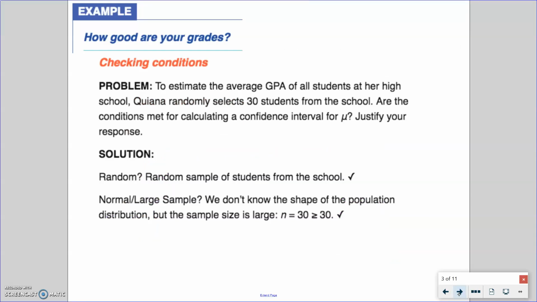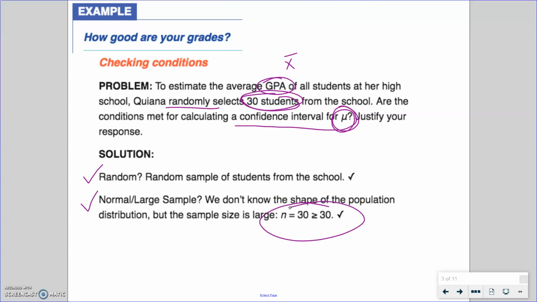All right, so for example, here's a problem. To estimate the average GPA of all students at her high school, Kiana randomly selected 30 students from the school. Are the conditions met for calculating a confidence interval? So remember, she's picking 30 students. She's going to find their average GPA, which is going to be like x bar, and she's going to use that to make a confidence interval for the actual true mean of the GPAs of everyone at her school. So you ask yourself, is it random? Yes, it actually says she randomly selected, so we're good. And is the other condition met? Yep, 30 is greater than or equal to 30, we're good. It's kind of nice because when you're finding confidence intervals for mean, those conditions go a lot faster, in my opinion.